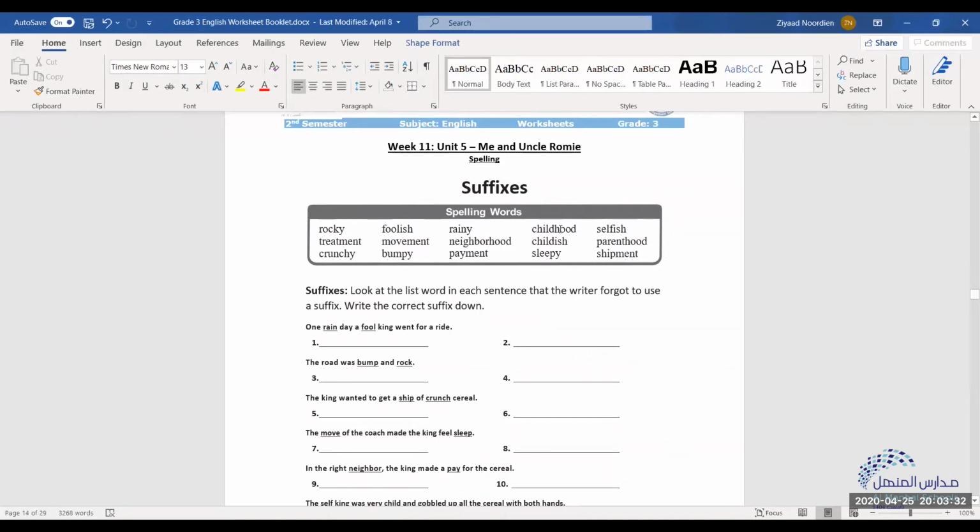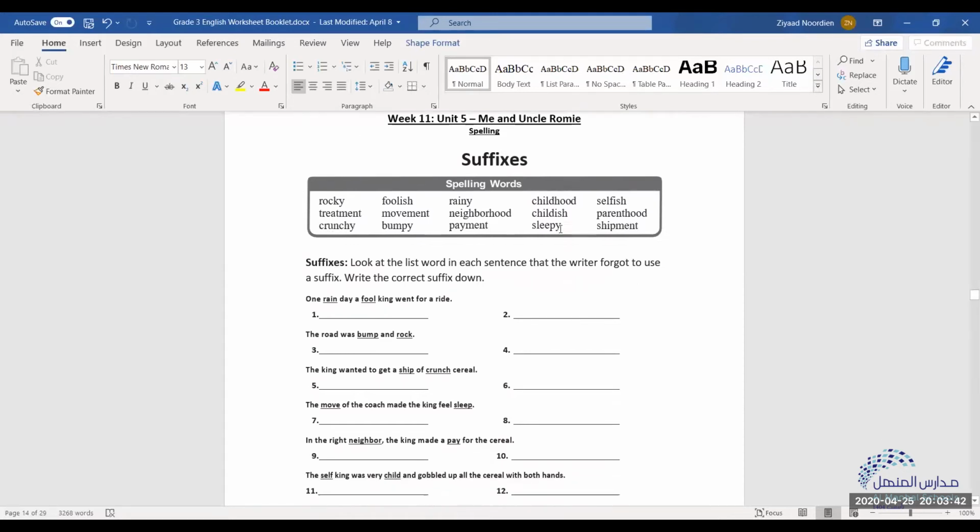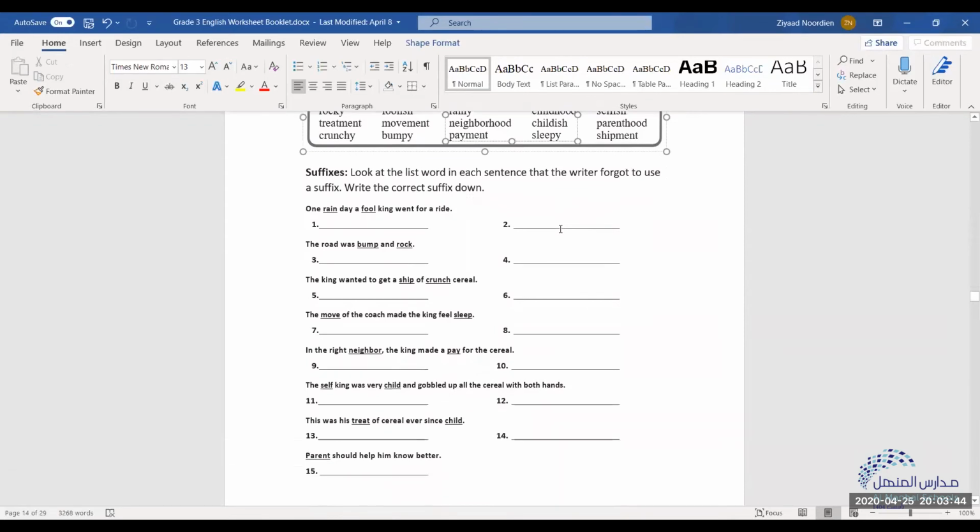So that is what a suffix is: a group of letters, a letter, or a word added to the back of a base word to change its meaning, or change the form of the word in a sense. Over here, we've got some examples. I'm not going to run through all the questions from number 1 to number 15, because most of it is meant for you to complete on your own.